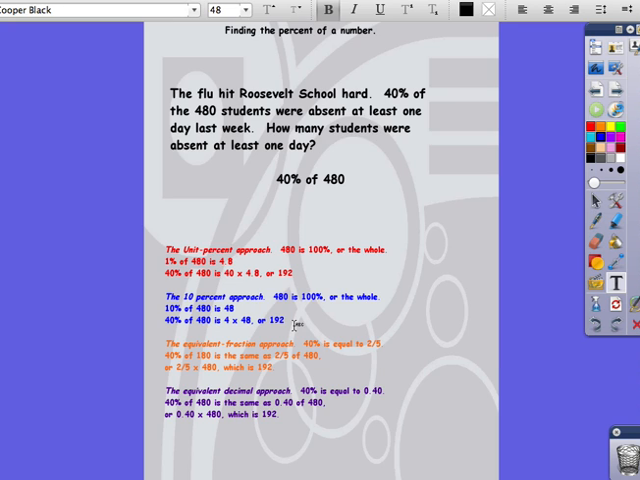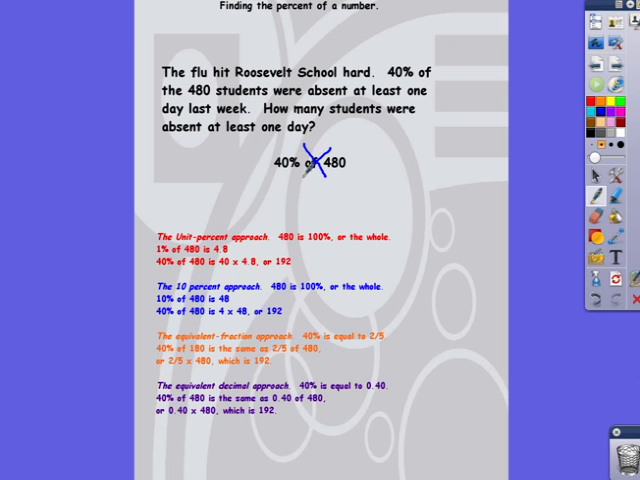The next way is the equivalent fraction approach. It is saying that 40% is equal to 2/5. So in order to do this one, you need to know which fraction a percent is equal to. So 40% of 480 is the same as 2/5 of 480. So 2/5 times 480 is equal to 192. Remember, whenever we see the word of, it always tells us that we need to multiply. So 2/5 of 480.